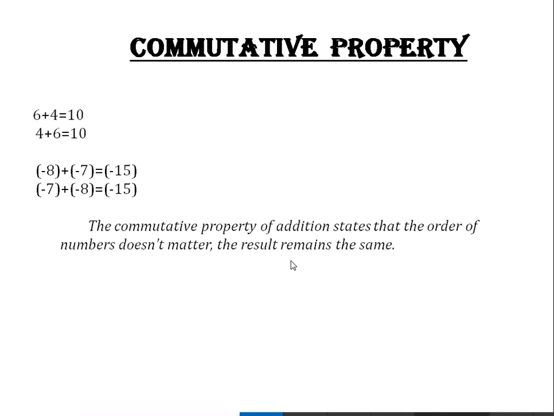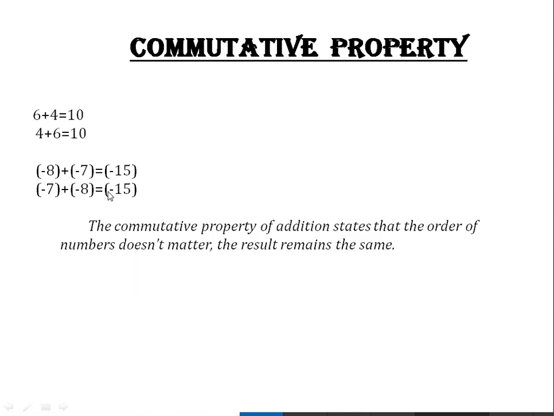Next property is commutative property. You have heard about this property before. Let us see what that is. 6 plus 4 is equal to 10. Again 4 plus 6 is equal to 10. Let us see another example. Negative 8 plus negative 7 is equal to negative 15. Negative 7 plus negative 8 is equal to negative 15.